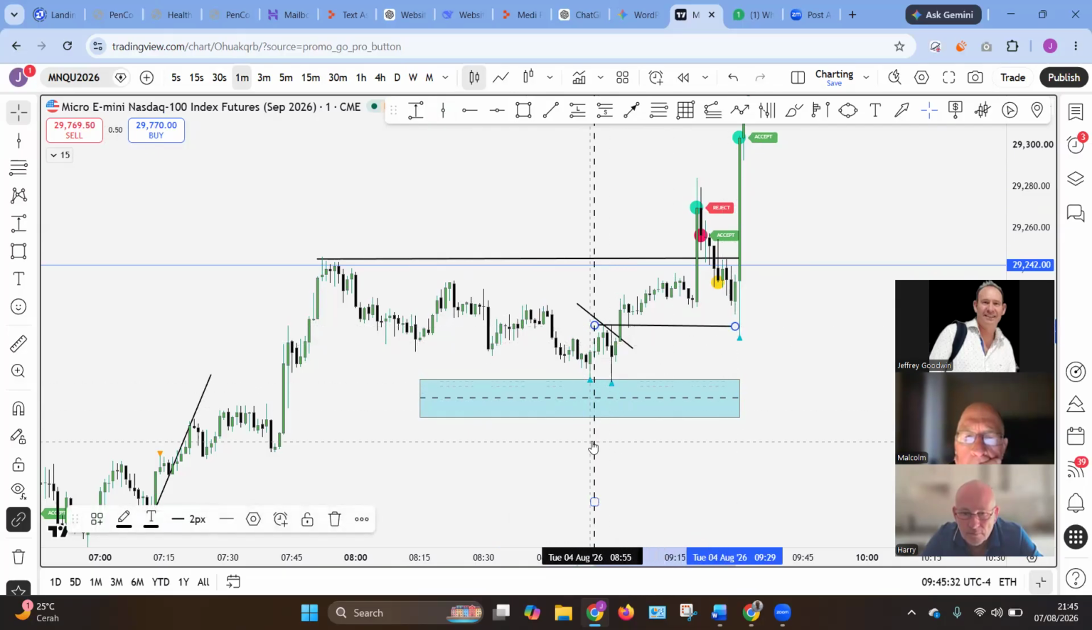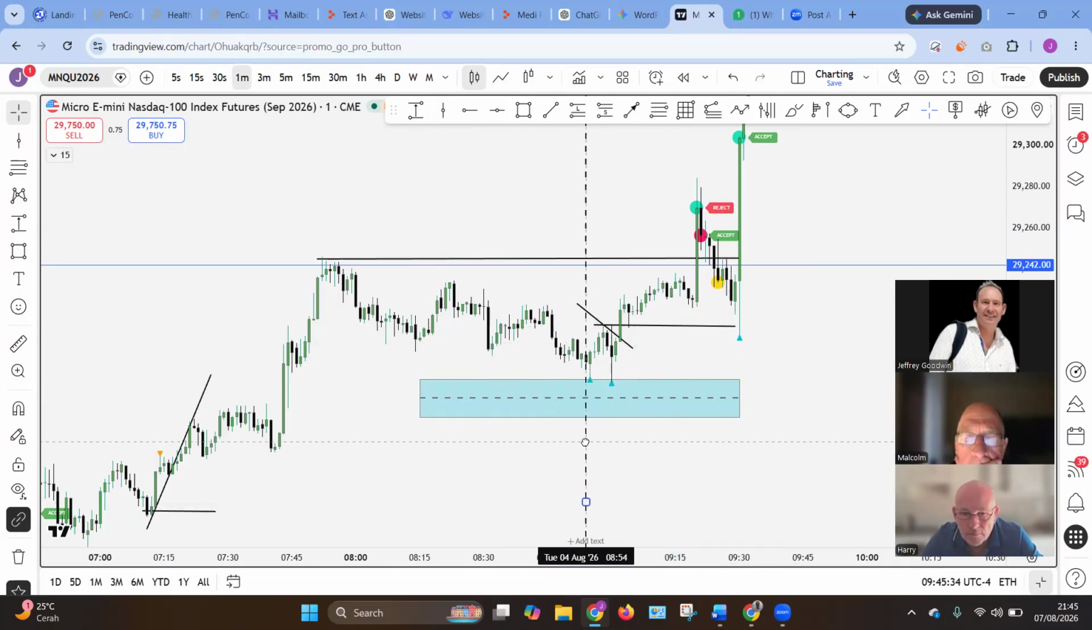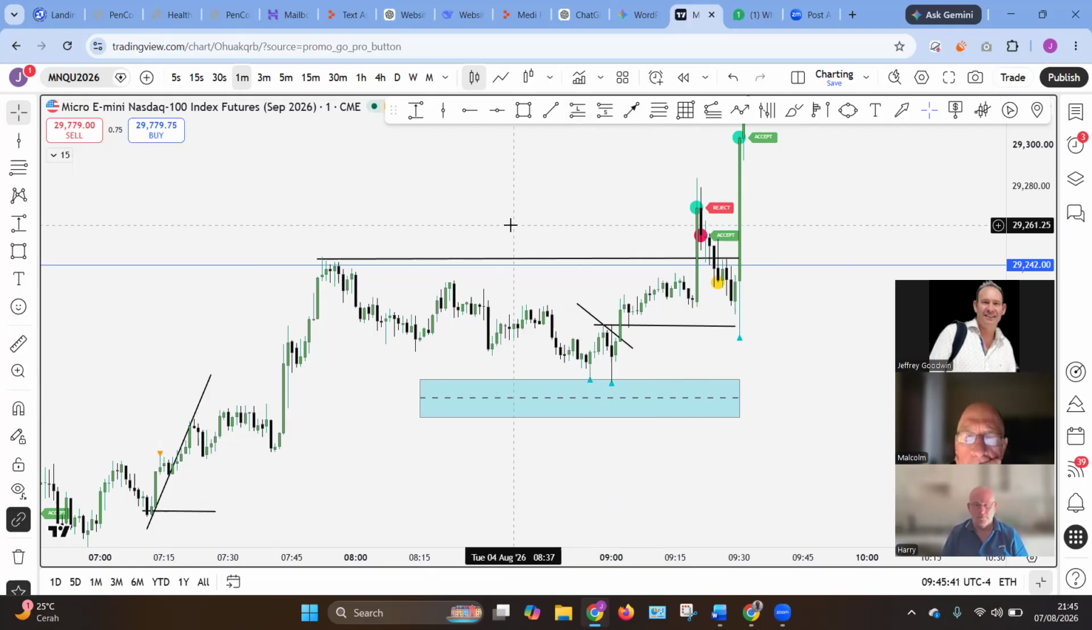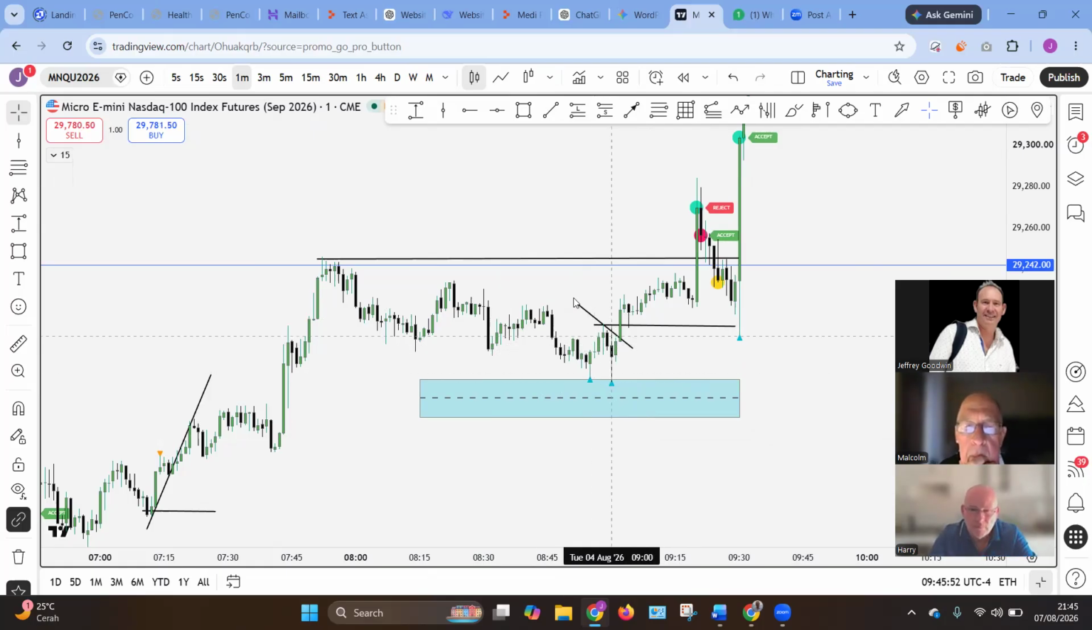We've got one here. This is change in state of delivery. There is an indicator called CISD. I'm going to put it on. It shows this, but I don't really like indicators for things like that. We have to draw it manually. But that's it there. You get excited.